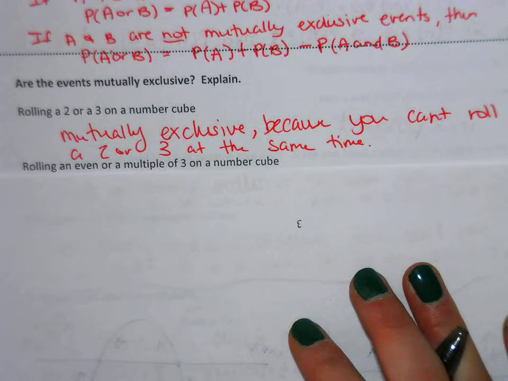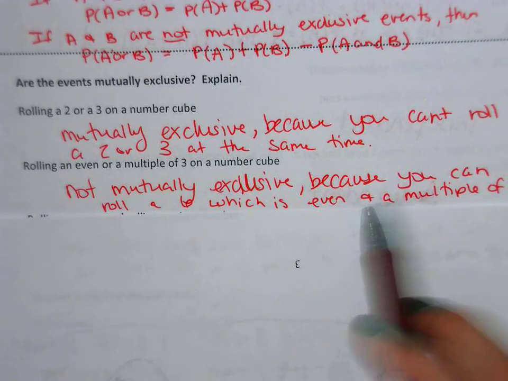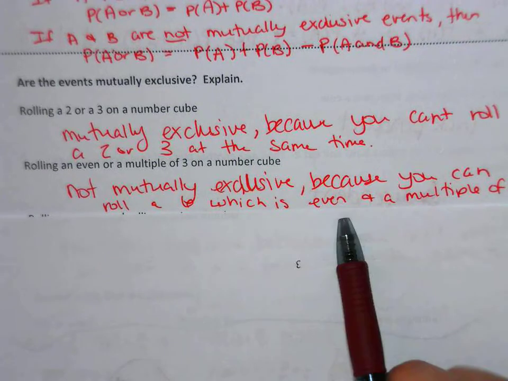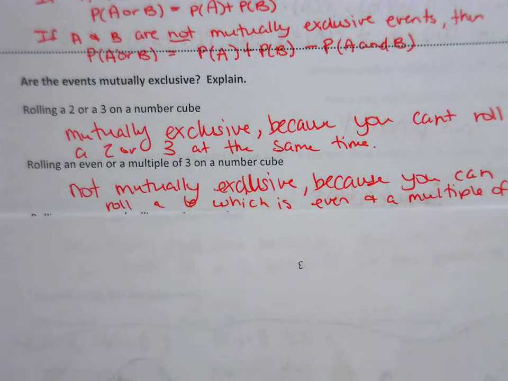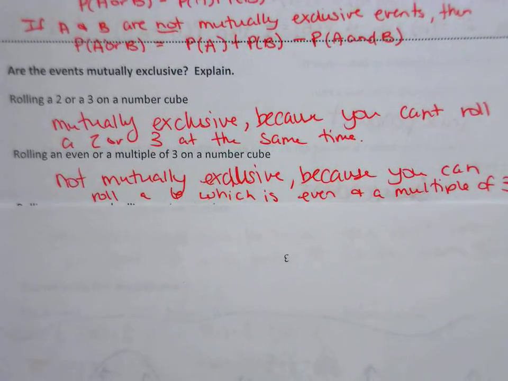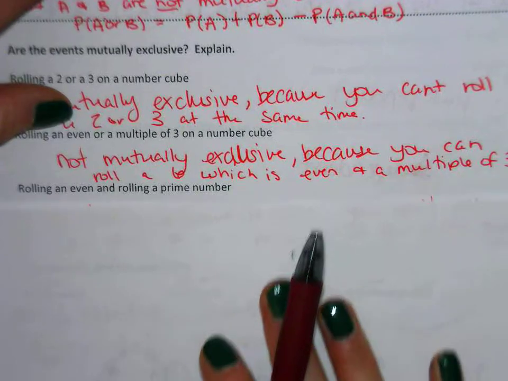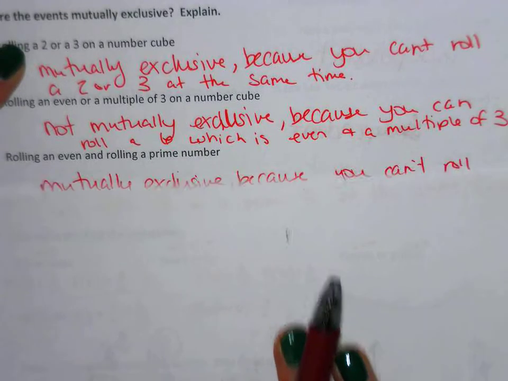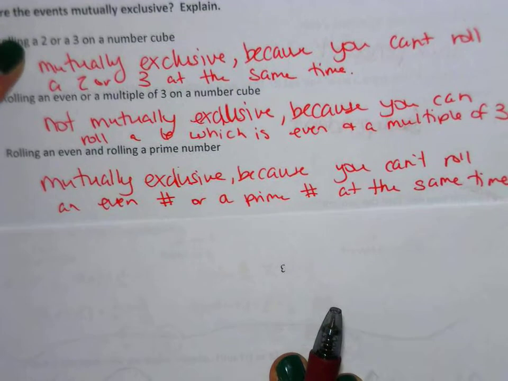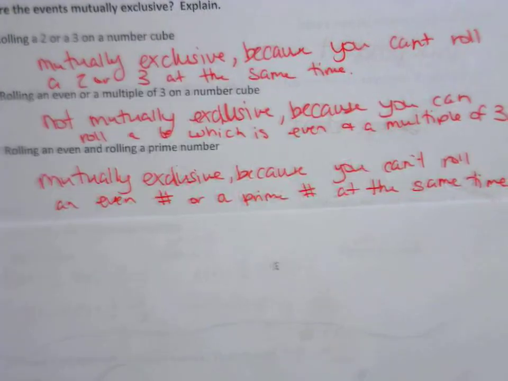So rolling an even or a multiple of 3 on a number cube, that's not mutually exclusive because you can roll a 6, which is even, and it's also a multiple of 3. So these can happen at the same time. So what about rolling an even and rolling a prime number? That is mutually exclusive because you can't roll an even number or a prime number at the same time.